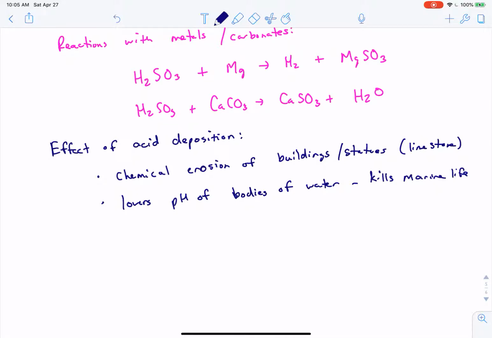Limestone, yeah, CaCO3 is limestone. I'll write that down there. Okay, questions about this?